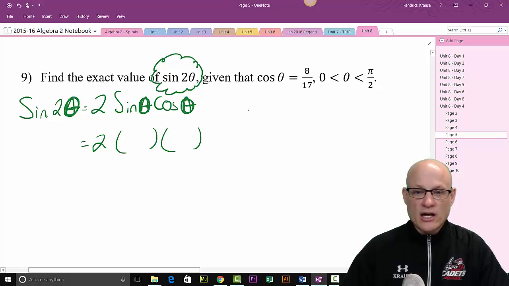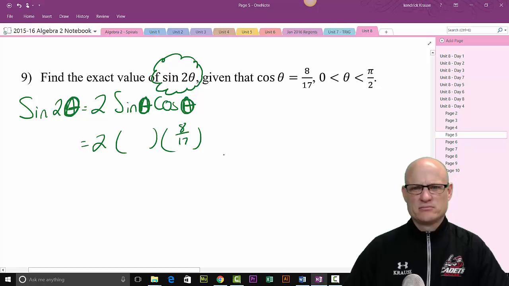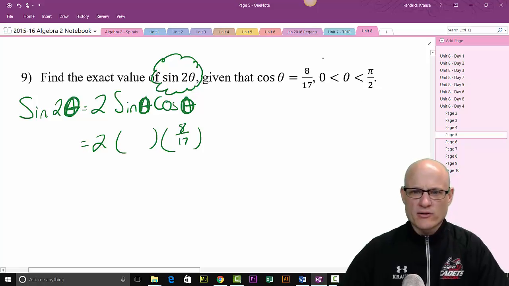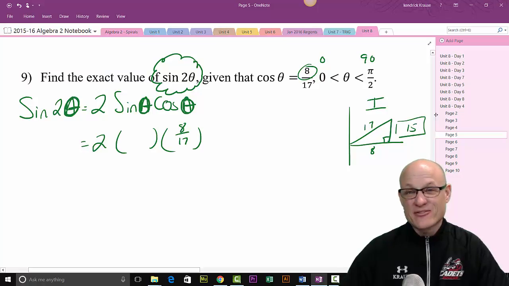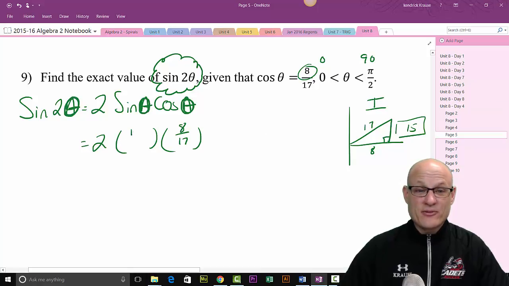All right, so I know cosine, it's 8 over 17, but I don't know anything about sine. Let's see what quadrant we're in. 0 to 90 degrees. That's quadrant 1. So I'll draw a triangle in quadrant 1. Cosine is adjacent over hypotenuse, 8 over 17. And just like before, this is going to be 15. It's that 8, 15, 17 triangle. Comes up a lot. So sine is 15 over 17.